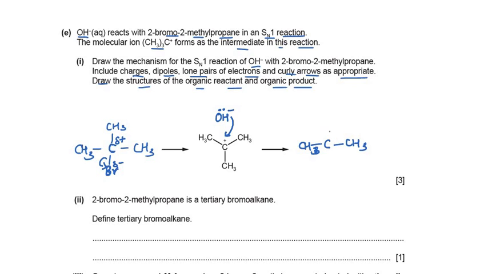You can draw a hydroxide ion on the top or a hydroxide ion at the bottom, that doesn't make any difference. So our final product is 2-methyl propan-2-ol, and that is how a hydroxide ion attacks and undergoes an SN1 reaction with 2-bromo-2-methyl propane, and this is the whole mechanism.